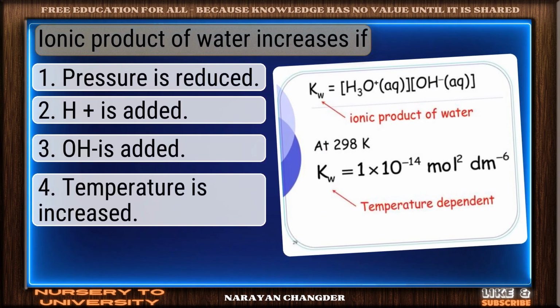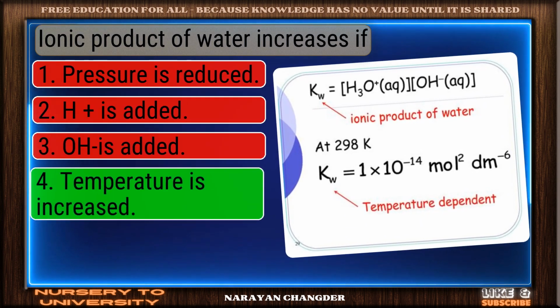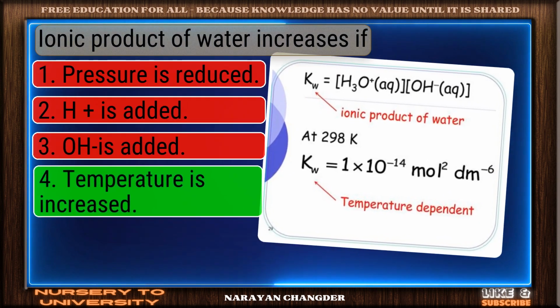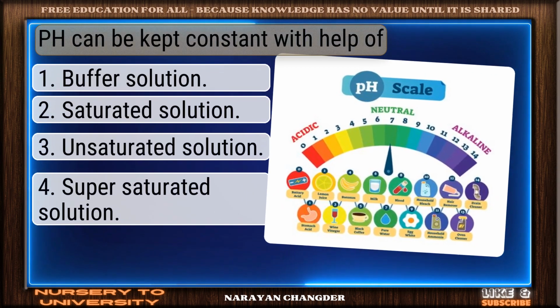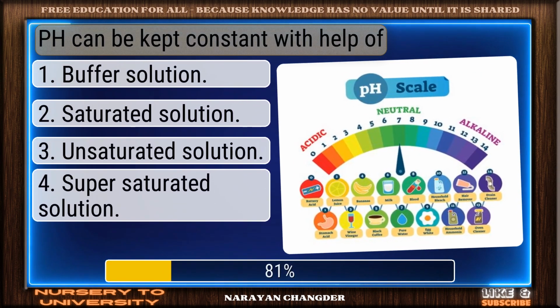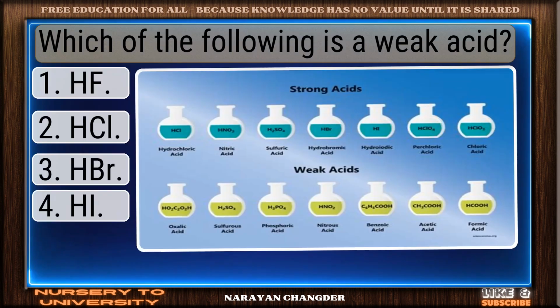Ionic product of water increases if. Smart pick. Temperature is increased is the correct choice. pH can be kept constant with the help of. You chose buffer solution, and it is correct.